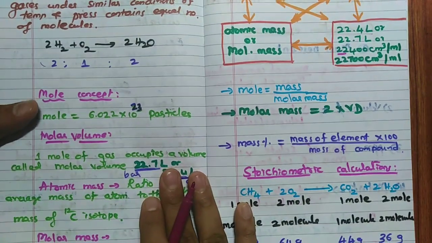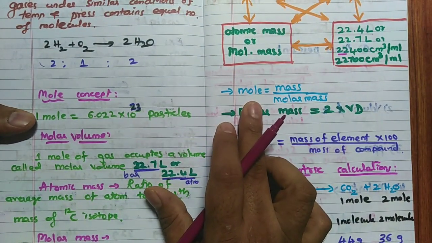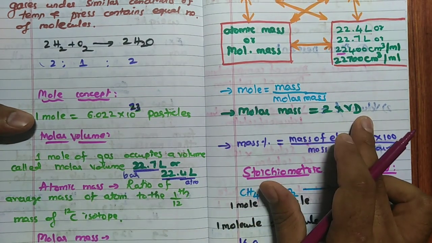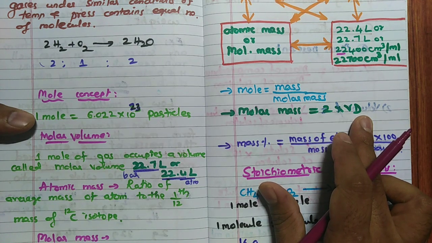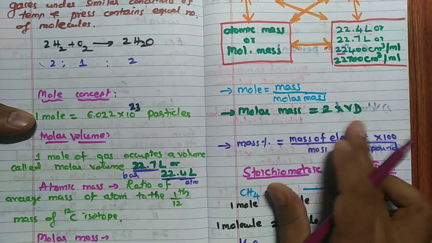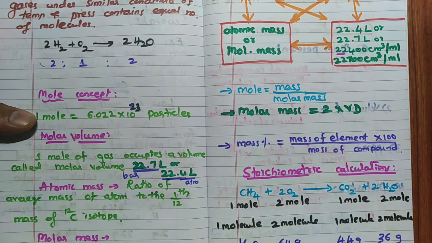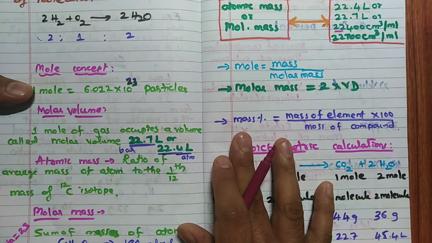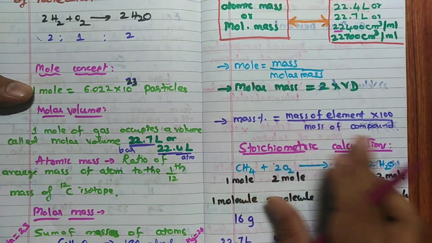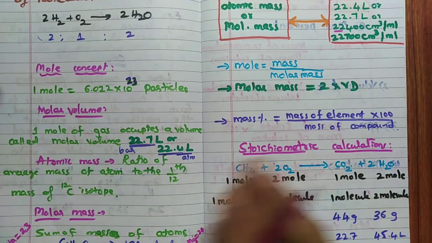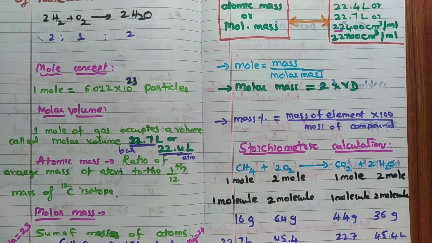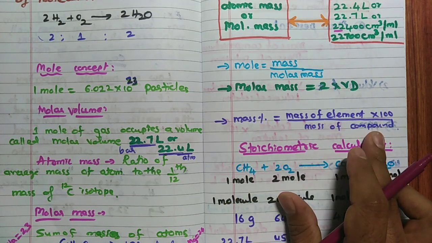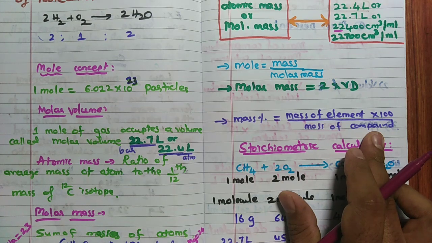Then mole is equal to mass by molecular mass. So many times we will come across this formula. Remember this. Then molecular mass is equal to 2 into vapor density. While solving empirical and molecular formula questions, 2 into vapor density is required. Remember that. Then, how to calculate mass percent when the question comes? Mass percent is equal to mass of the element into 100 divided by mass of the compound. For example, if you want the carbon mass percent in carbon dioxide, then it is mass of carbon 12 into 100 divided by carbon dioxide mass 44. Like that we have to consider.